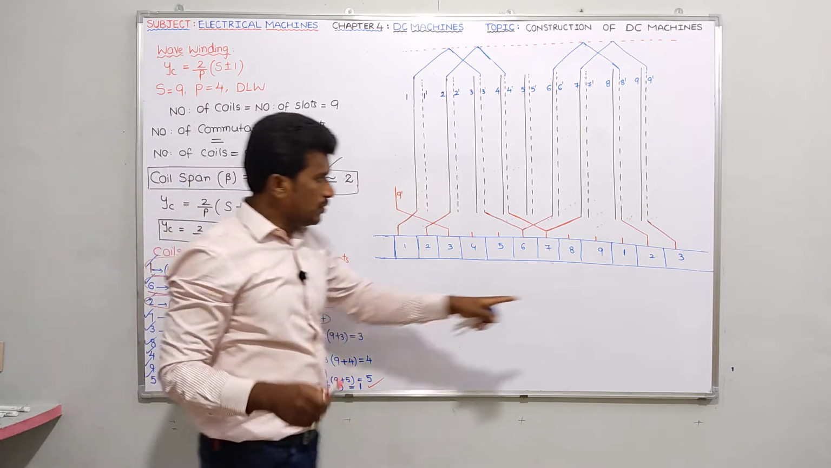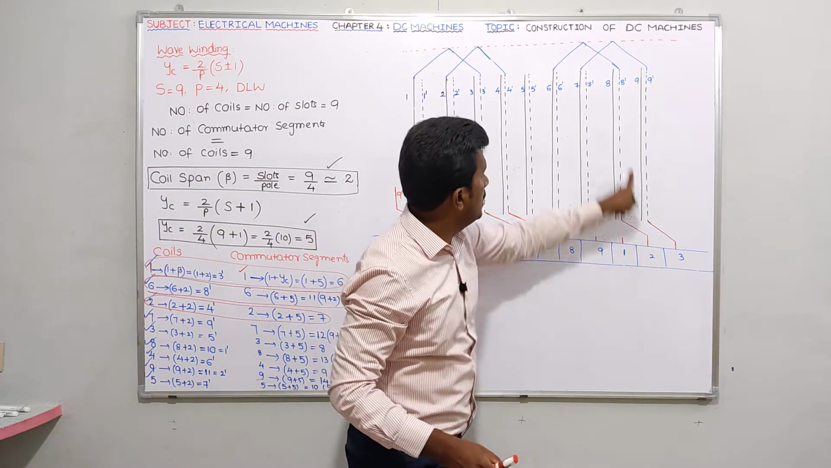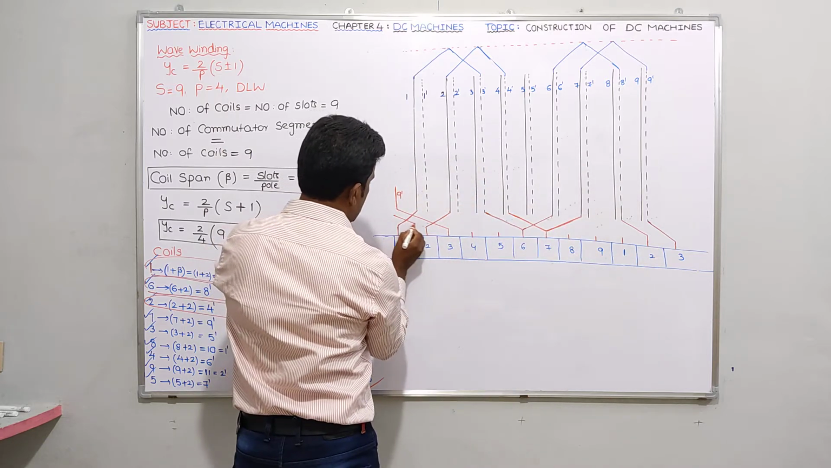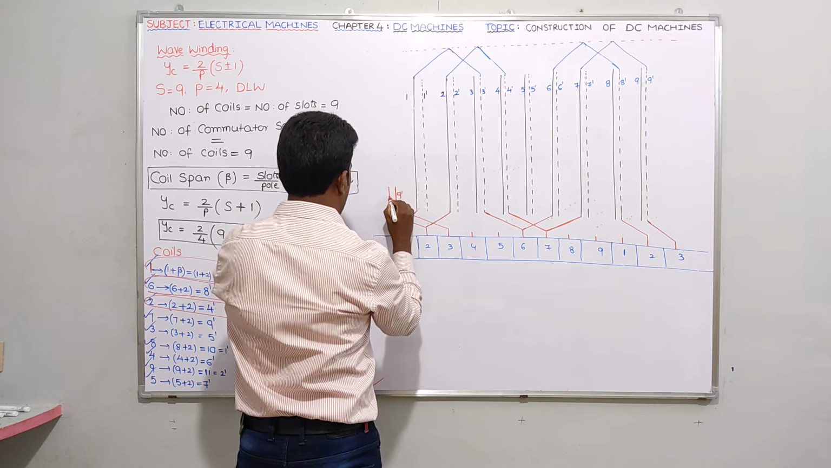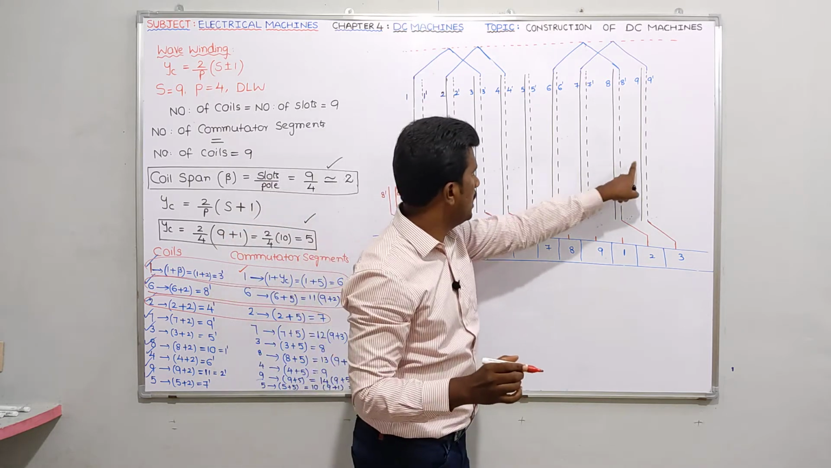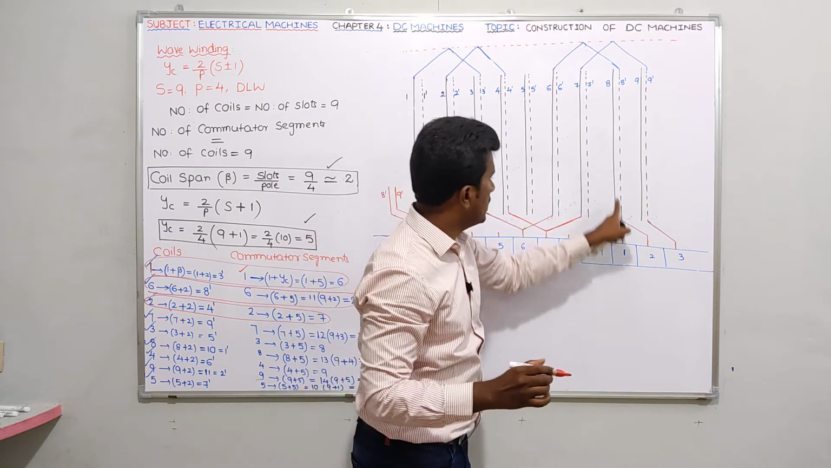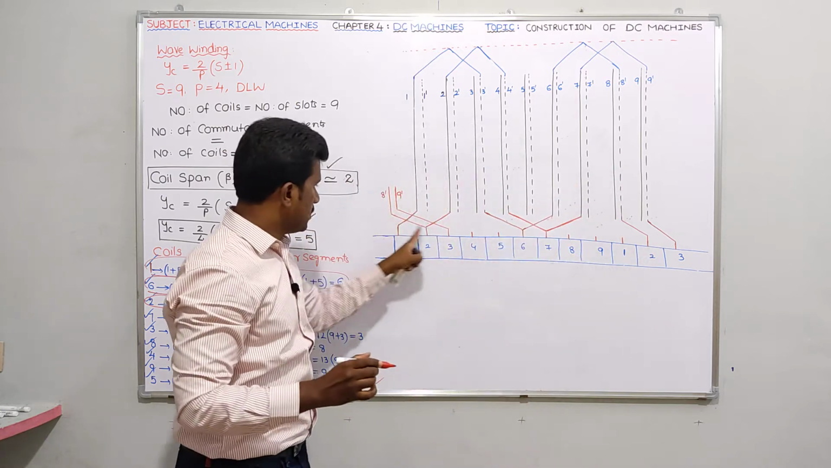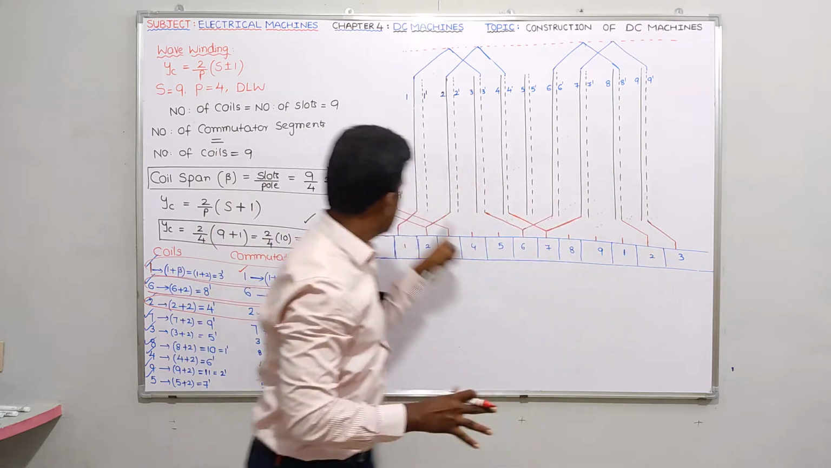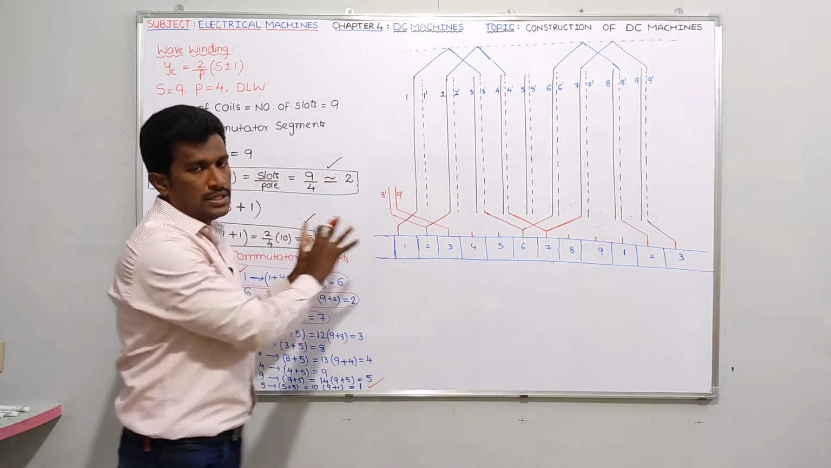Next, if you want, I can show this one also. To this second segment, what I said, A dash is connected. Let me show this one also for your understanding. A dash, very simple. A dash and 9 dash. A dash is connected to second. I'm just showing it on this side also. And 9 dash is connected to 3. Yes, 9 dash is connected to 3. I'm just showing it on this side also.